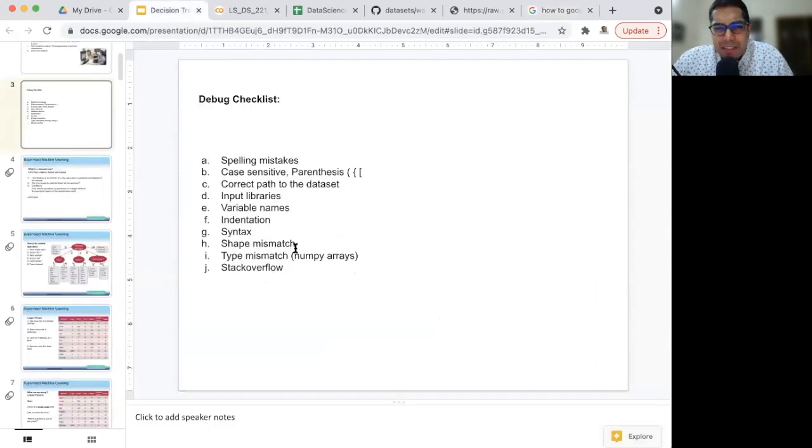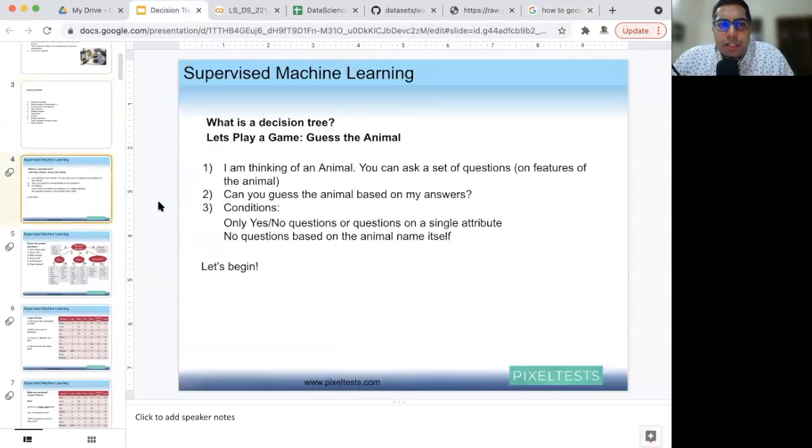shape mismatch, that's very easy. Type mismatch, Stack Overflow, how to be smart about that. Okay. So let's get started with our decision tree.